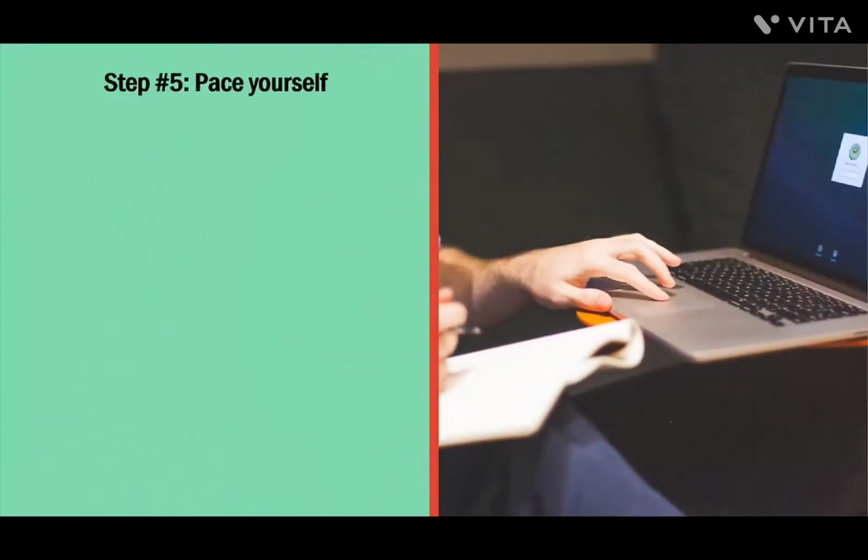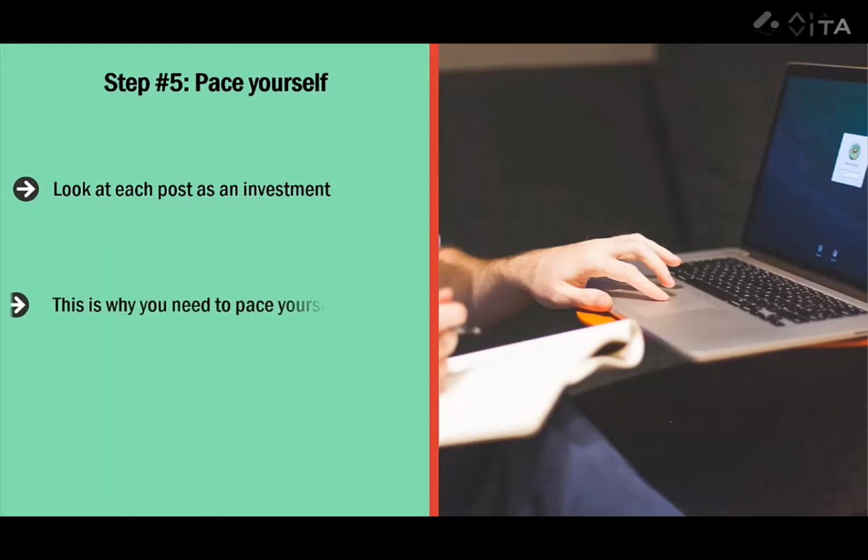Step number 5. Pace yourself. Look at each post as an investment. It's going to take you some time to craft a winning comment. You can't rush through this. You can't post garbage. You definitely cannot copy and paste the same answer over and over again. This is why you need to pace yourself. Each comment should be at least 200 to 300 words if you're doing this right.